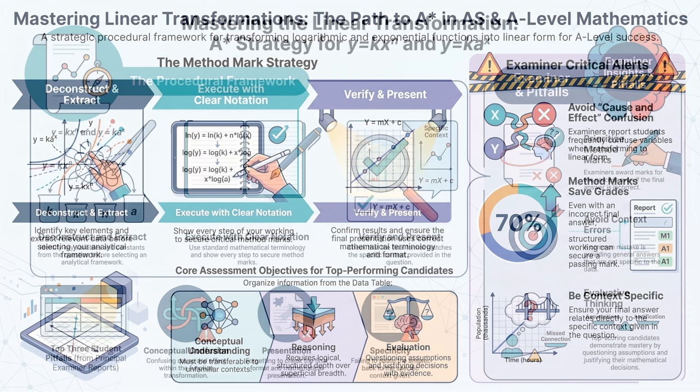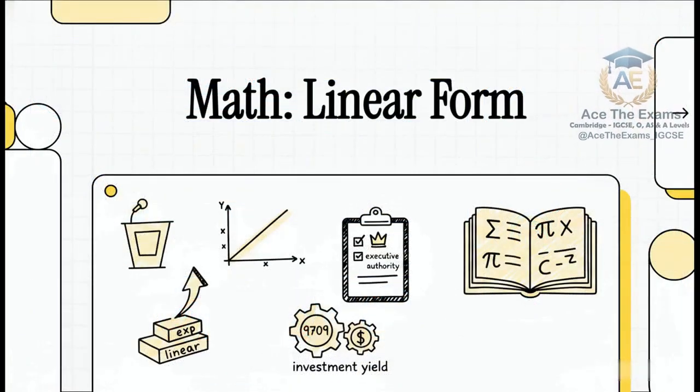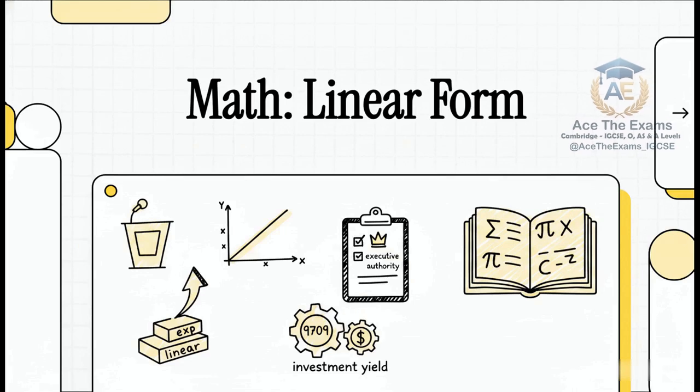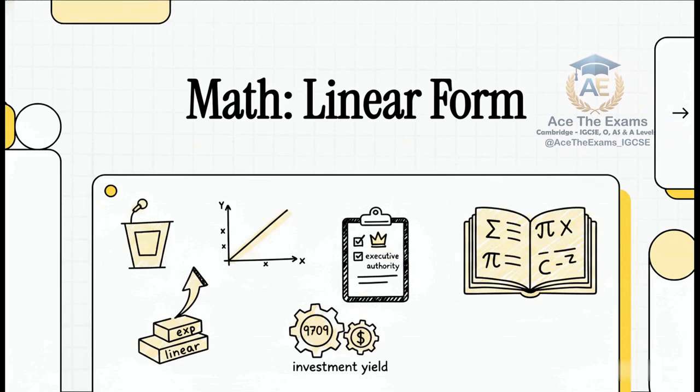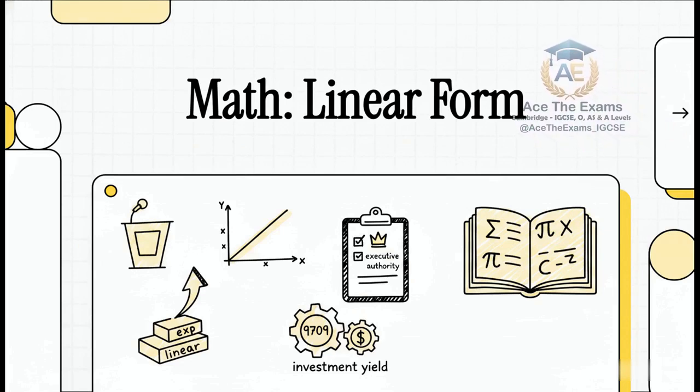Welcome to the boardroom. I am your managing director for today's Executive Pitch Masterclass, and in this explainer, we are tackling one of the absolute highest stakes client briefs in your entire academic portfolio, the Cambridge AS and A-Level Mathematics 9709 syllabus. Specifically, we're going to master the transformation of logarithmic and exponential functions into linear form.